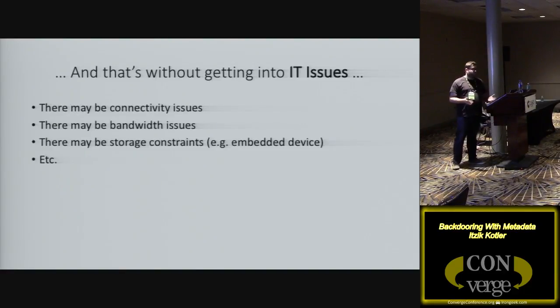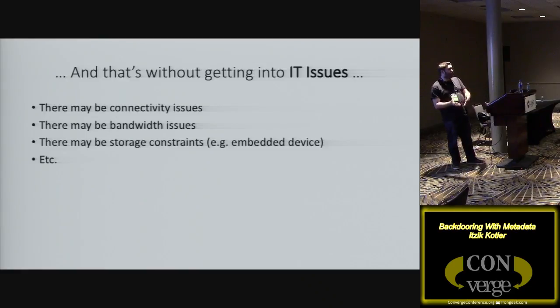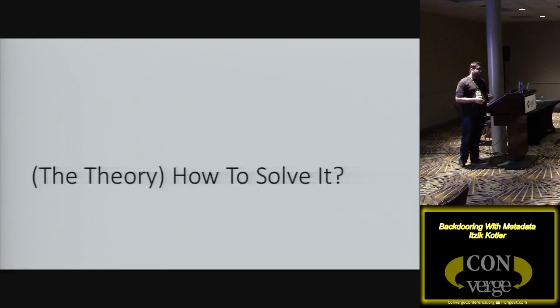And that's without even talking about IT issues. Because yes, pen testers and red teams have IT issues, and IT issues are just a byproduct of the environment that they operate in. So there could be connectivity issues trying to get the backdoor. There could be bandwidth issues, stuffing the backdoor into the pipe. And then of course, depending on the environment that you're operating in, such as embedded devices, storage may be a constraint as well.